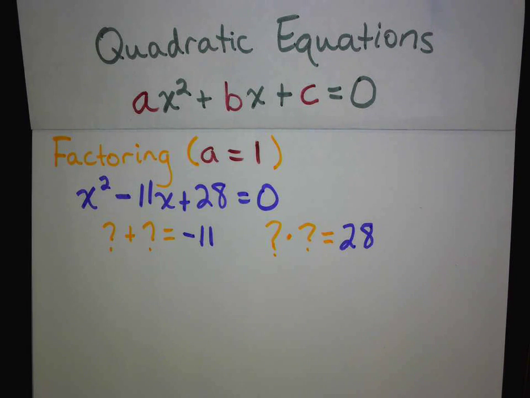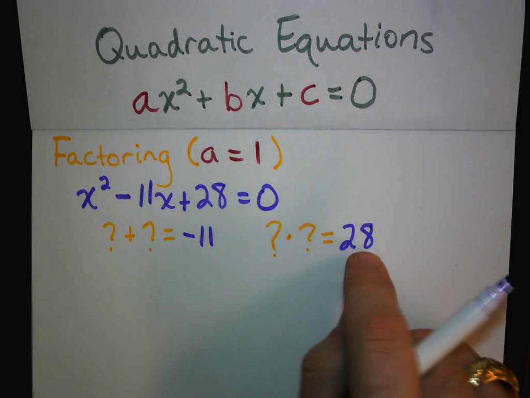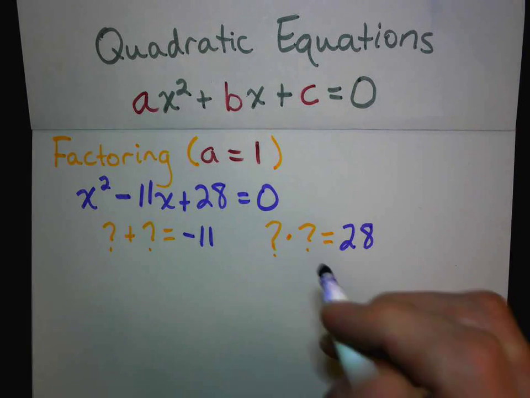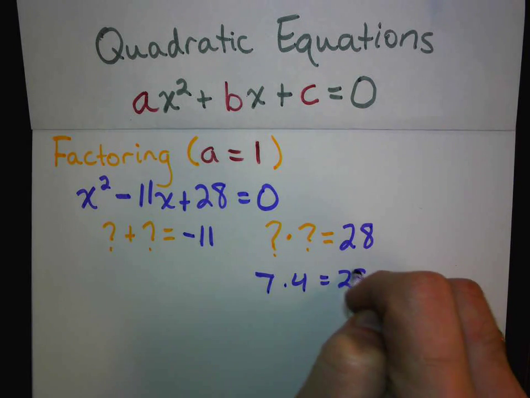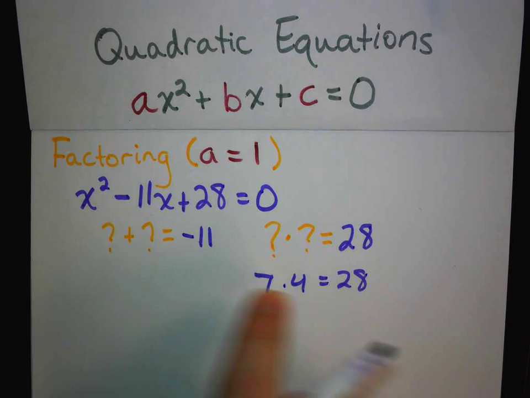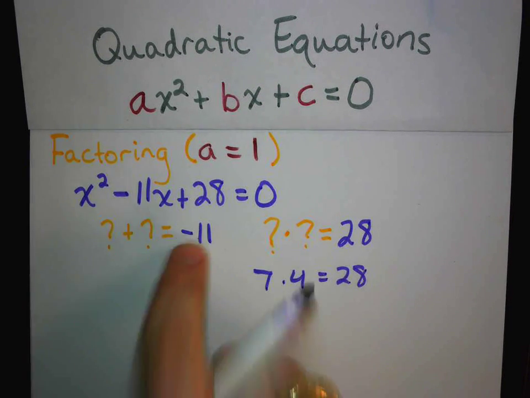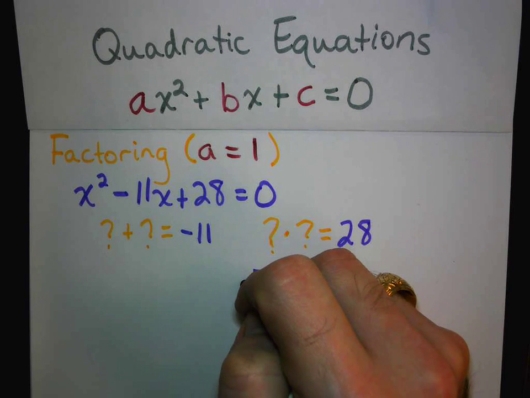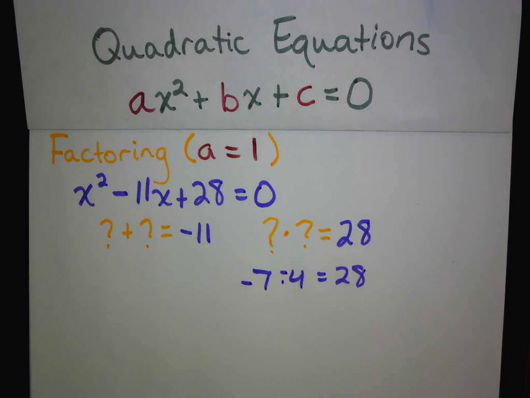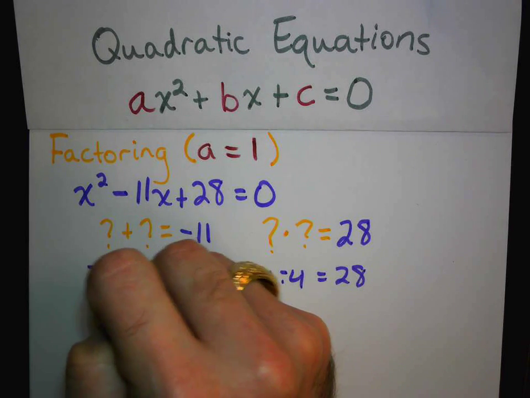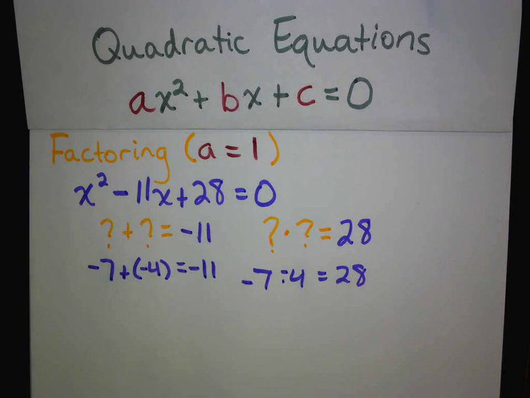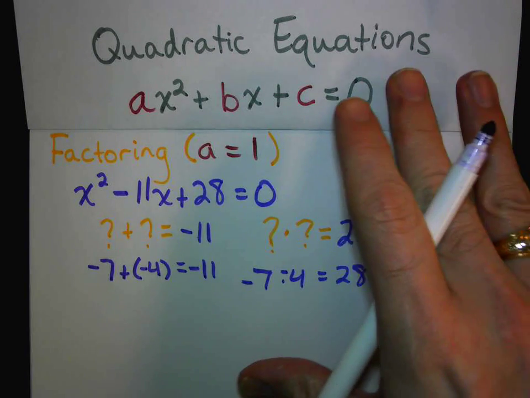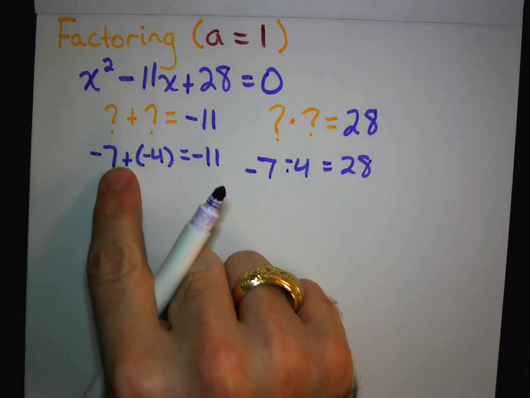So I think again, and I figure out that 7 times 4 equals 28. But if I add 7 and 4, I get 11, but I need to get negative 11. Luckily, negative 7 times negative 4 also equals positive 28, and negative 7 plus negative 4 also equals negative 11. So I know that the two numbers I was looking for are negative 7 and negative 4.